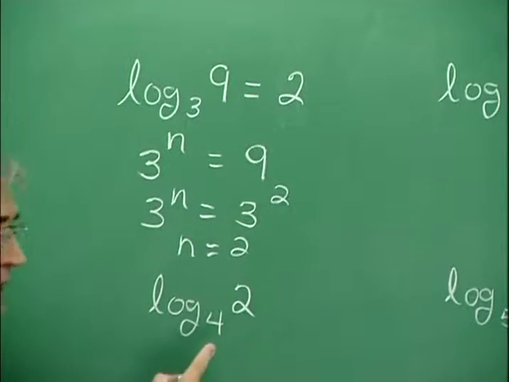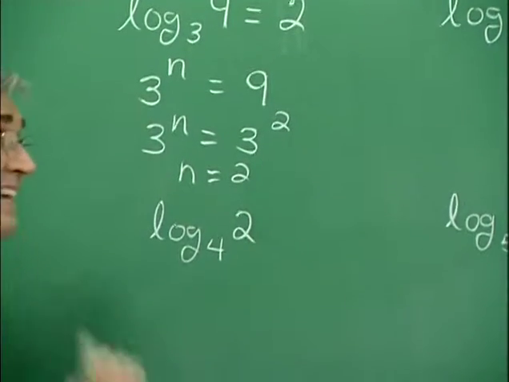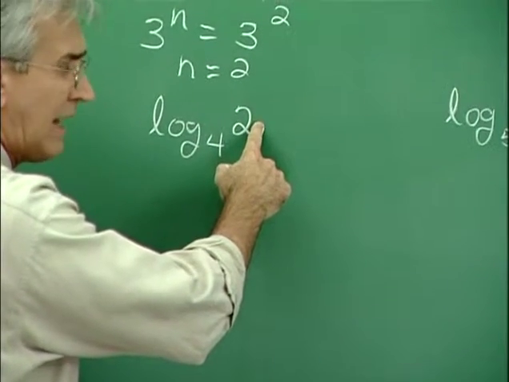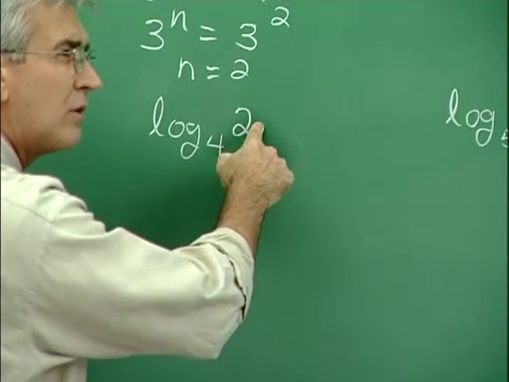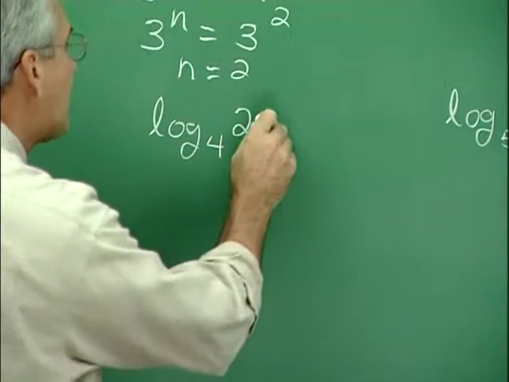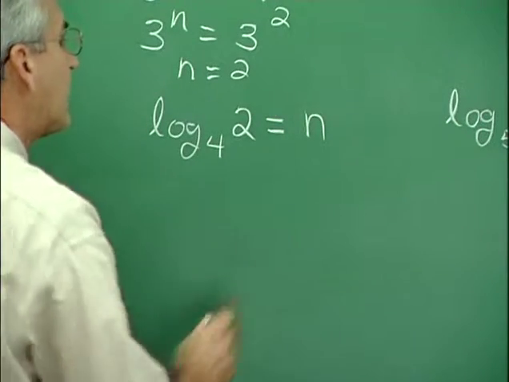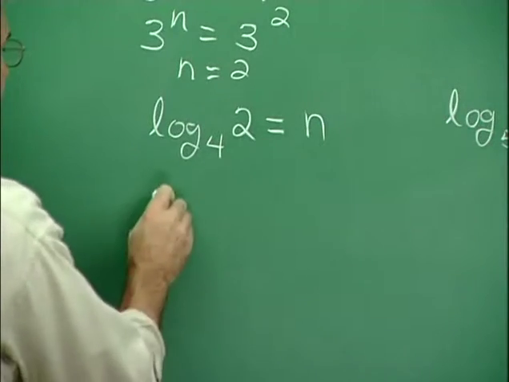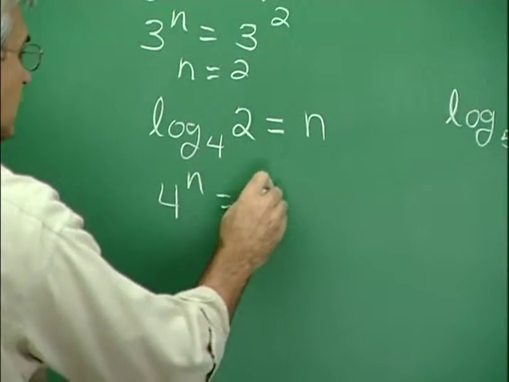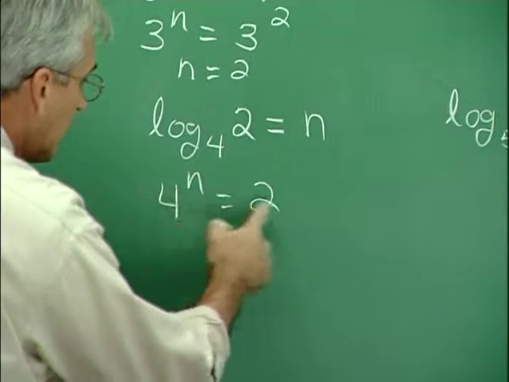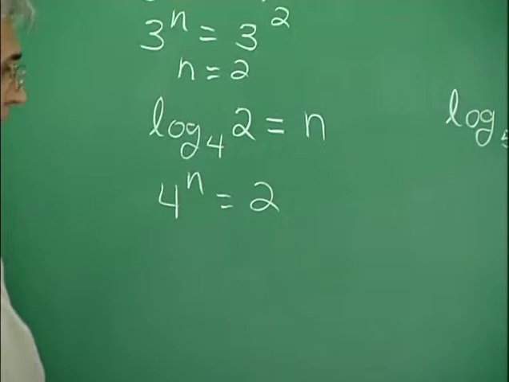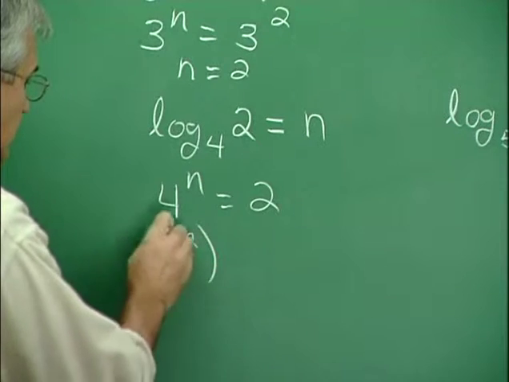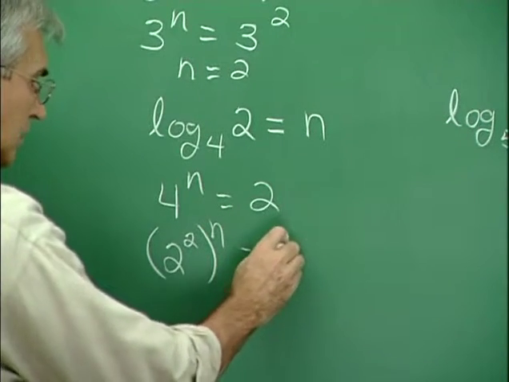Now here again, this is the idea that we want the exponent applied to 4, which will give 2. That's a little more difficult to understand. So what we might do is set this equal to a letter, and now go into the exponential form. 4 to the n power is equal to 2. And now the trick is to cause the bases on both sides to look alike. Well, 4 is really 2 squared. So this is 2 squared to the n.